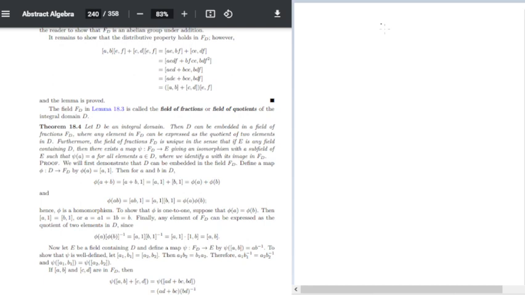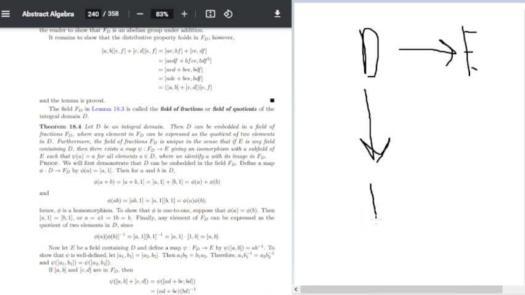D has an inclusion map into E and an inclusion map into the field of fractions FD. And we're basically saying that there exists a unique morphism, or a unique isomorphism, onto a certain image. So I'll actually just write something here. Image of D as a subset of E.